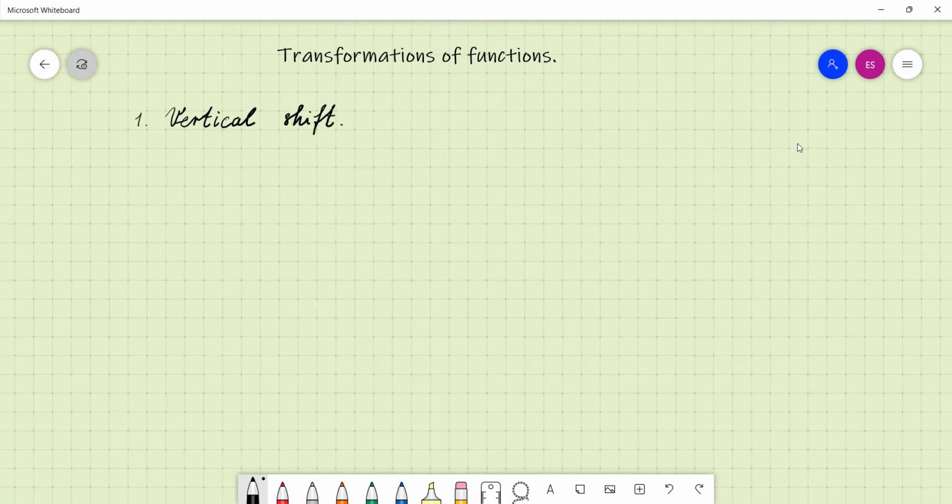What is vertical shift? Well, imagine that you are making a new function g of x out of old function f of x using addition of a number. C is a number, a constant. How it can look, for example, our old function is going to be a parabola, x squared. Our new function, g of x, is going to be x squared plus 2.